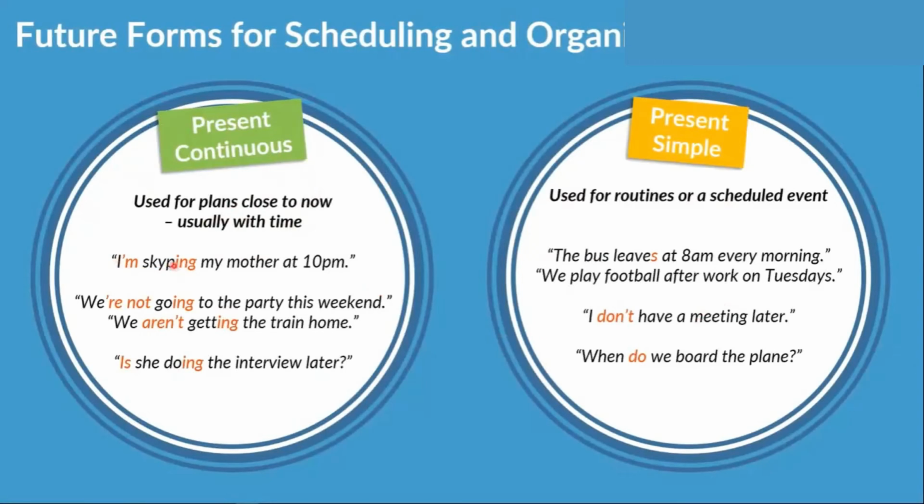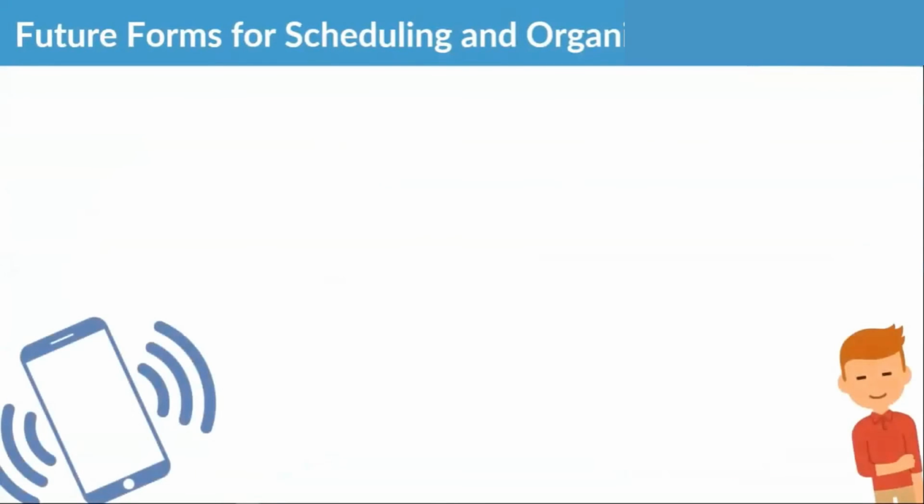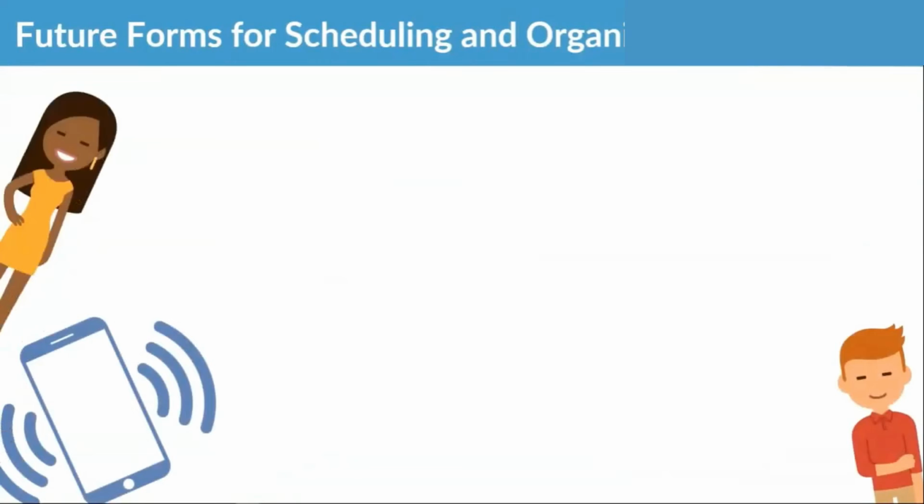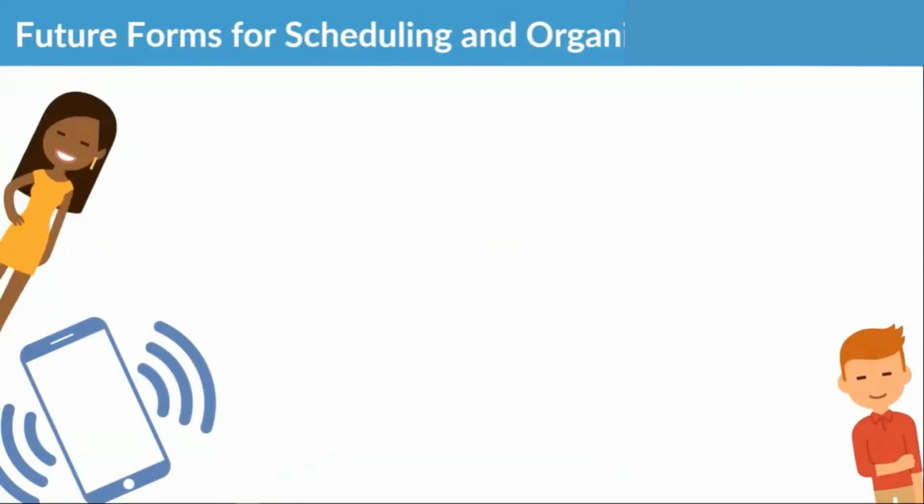So you could say, I'm going to Skype my mother at 10 p.m. So you don't have to worry too much about it. Just know that you can use the present continuous to talk about the future. Now, let's look at a phone call here and let's see how these things would be used. So, let's do our phone ringing first. Pling, pling. That's my phone ringing.